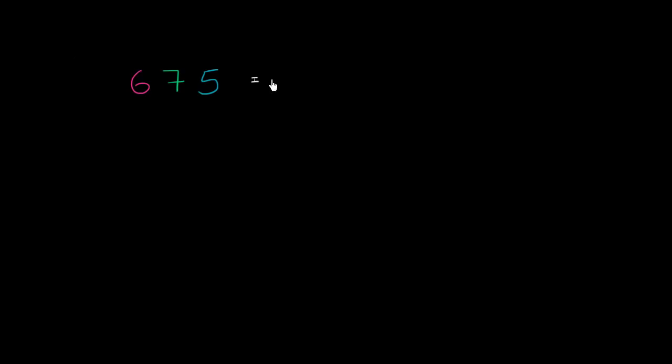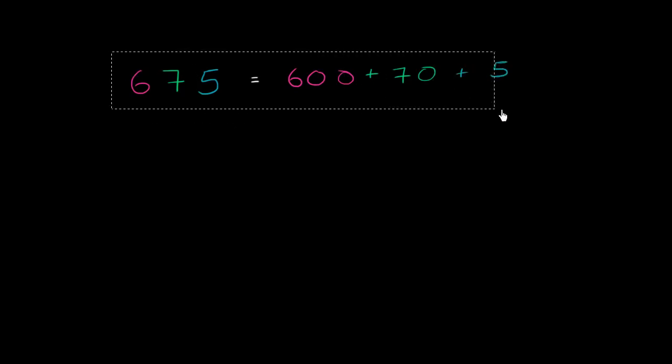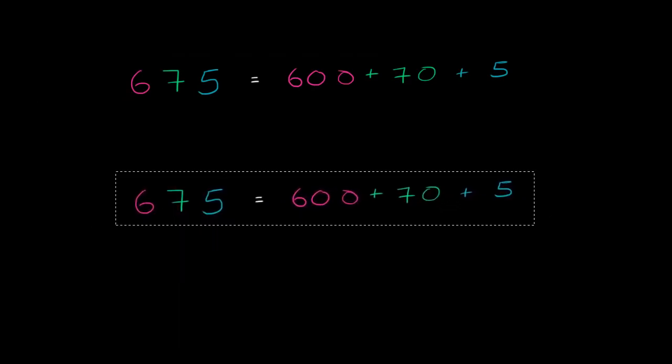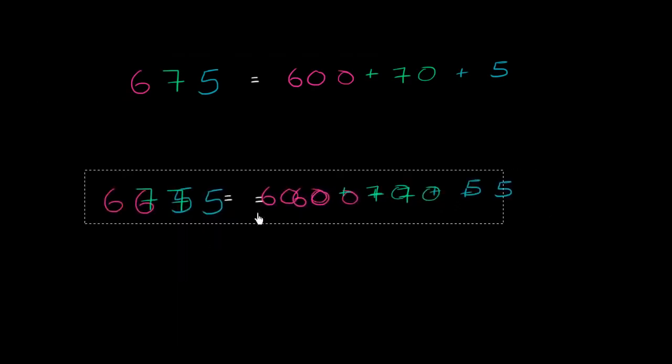I'll do that in the red color. 600. The 7 is in the tens place. It represents 7 tens, or 70. And then the 5 is in the ones place. It represents 5. So let me copy and paste this, and then think about how we can regroup the value in the different places to represent this in different ways. So let me copy and paste it, maybe three times.